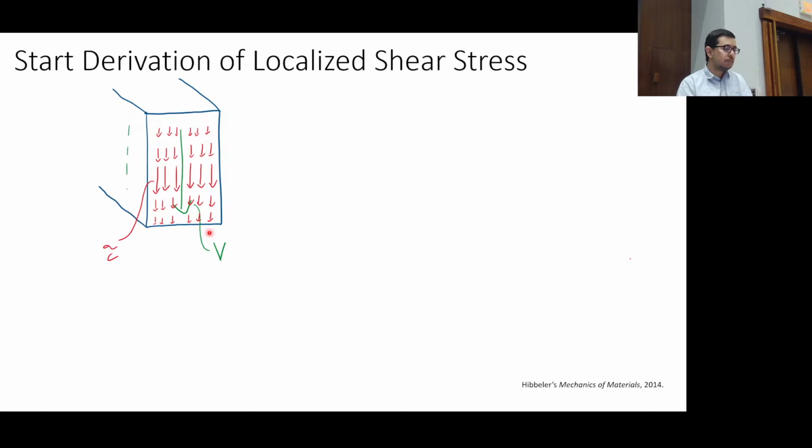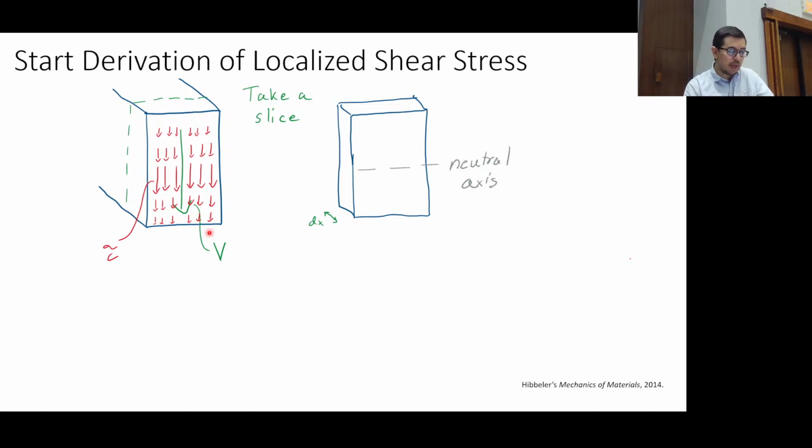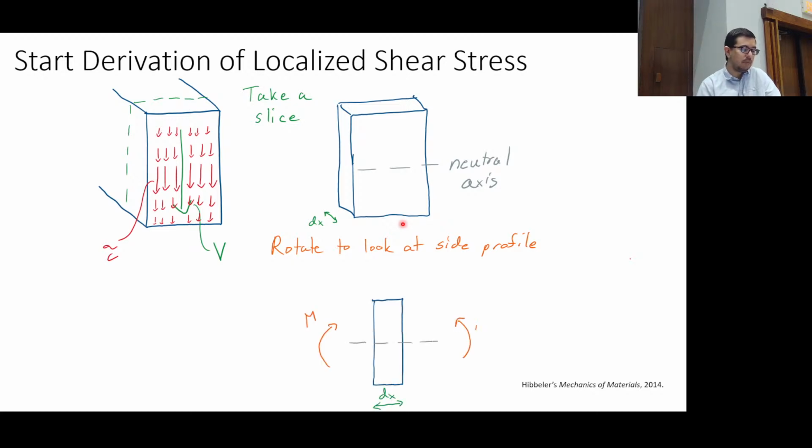Okay, so let's go ahead and take a slice. It'll have a dx dimension, and we have a neutral axis, and we're going to rotate this. If y is vertical, and this is x, and then z is in the direction of the neutral axis, we're going to rotate essentially about y. Okay, so we rotate about y, and then we draw the following.